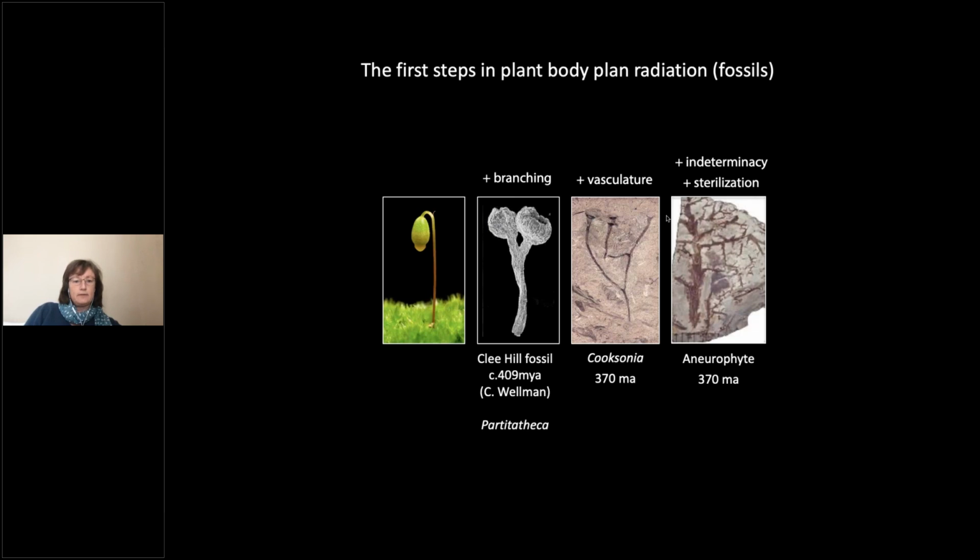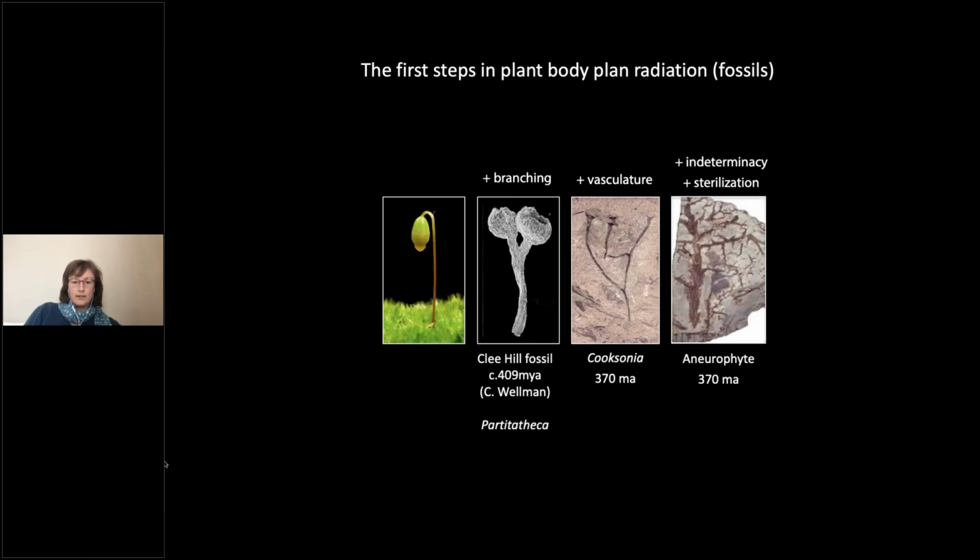Later vascular plants, such as the aneurophyte on the right-hand side of the slide, had larger shoot systems with sterile branches that lack sporangia at the tips, and the branches have unequal fates. So you can see that there's a large branch up the middle of that shoot, and then branches going off to the left and right of the shoot, and branching again, with each subset of branches getting smaller as the branching happens.